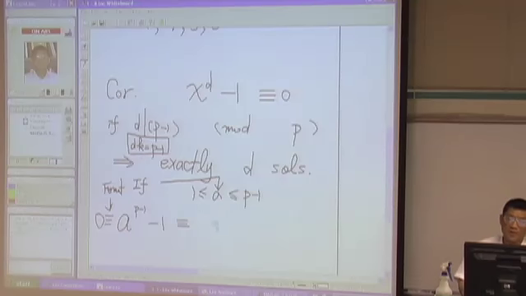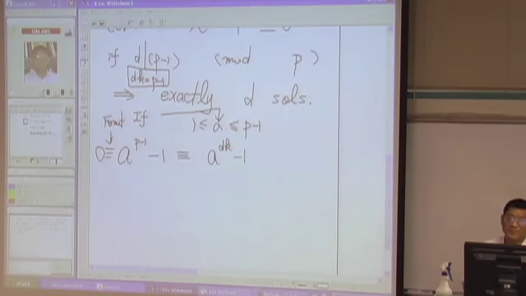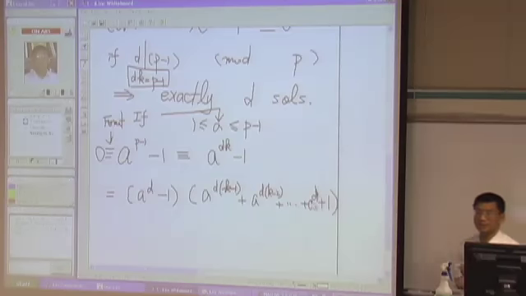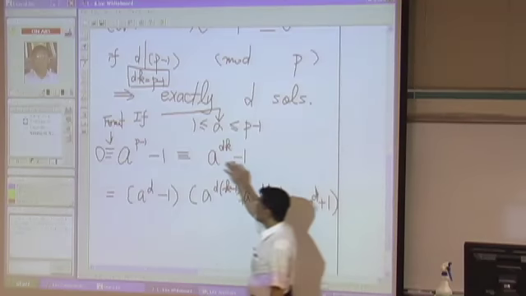In other words, a to the power of dk minus 1. And then we can rewrite it using a to the power of d minus 1, and then a to the power of d(k minus 1), and then a to the power of d(k minus 2), all the way down to a to the power of d, and then 1. So we can write the equality this way.